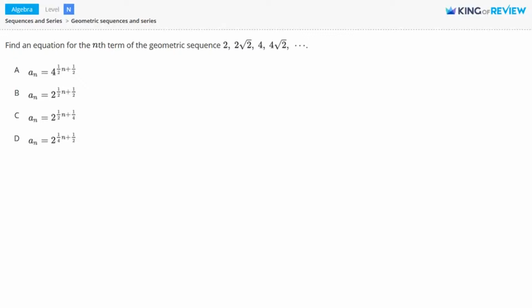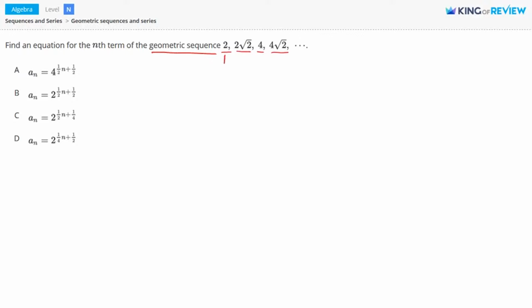Find an equation for the nth term of the geometric sequence 2, 2 square root 2, 4, 4 square root 2, and the sequence continues. So we have here something called a geometric sequence. A geometric sequence is a sequence or list of numbers or terms where the ratio of any term to the previous term is constant. So each of these numbers here is a different term.